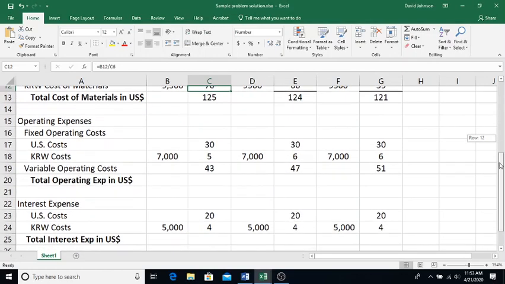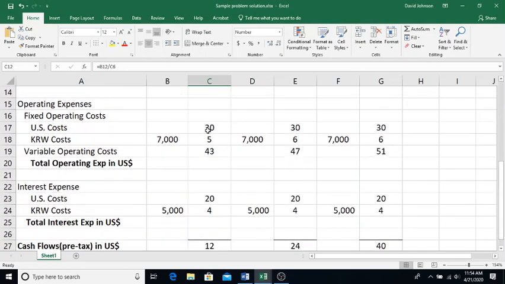We're doing the same thing here, operating expenses. You're given information on the problem on fixed expenses in U.S. dollars and in Korean won, and so we're going through the same process. That is, this cell here says take that number and then divide it by the 1,300, in this case, won per dollar to get this amount, and then we're doing the same here.